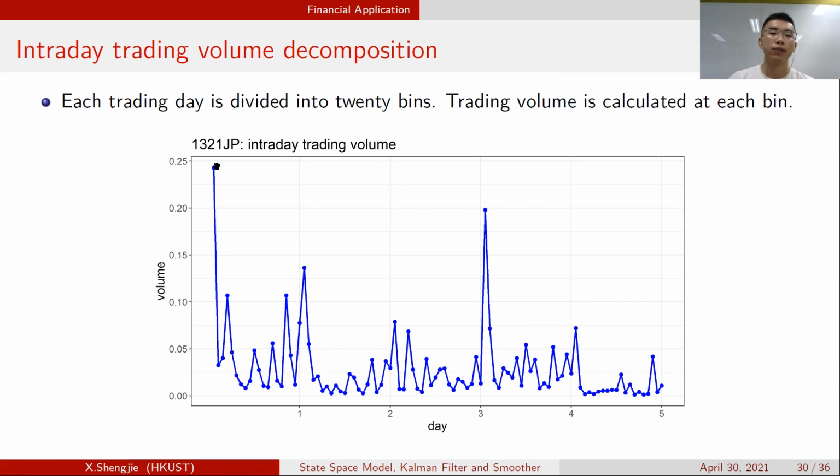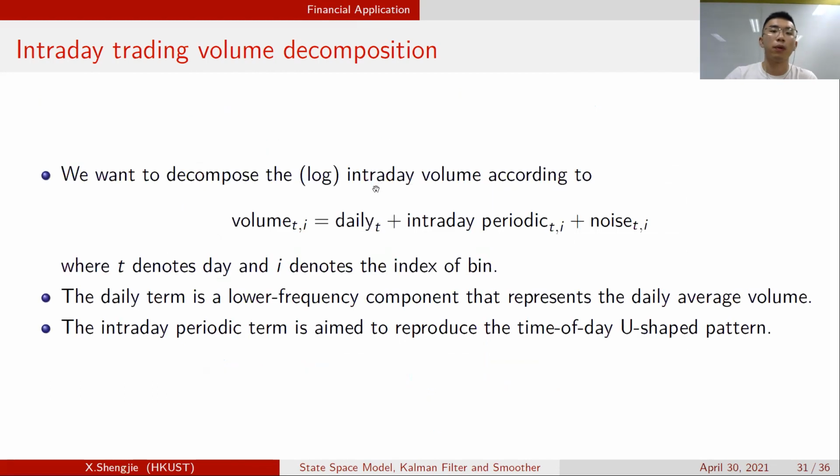So as you can see here, this is one day, this is the second day. And the trading volume looks like this: at the beginning of the trading hours, the trading volume is pretty high. And then it will drop down. And later at the end of the trading hours, it might achieve a peak, which is in line with our intuition. This is called a smiley pattern or U-shaped pattern. And we want to decompose it into several components. Volume is decomposed additively. The first one is the daily component.